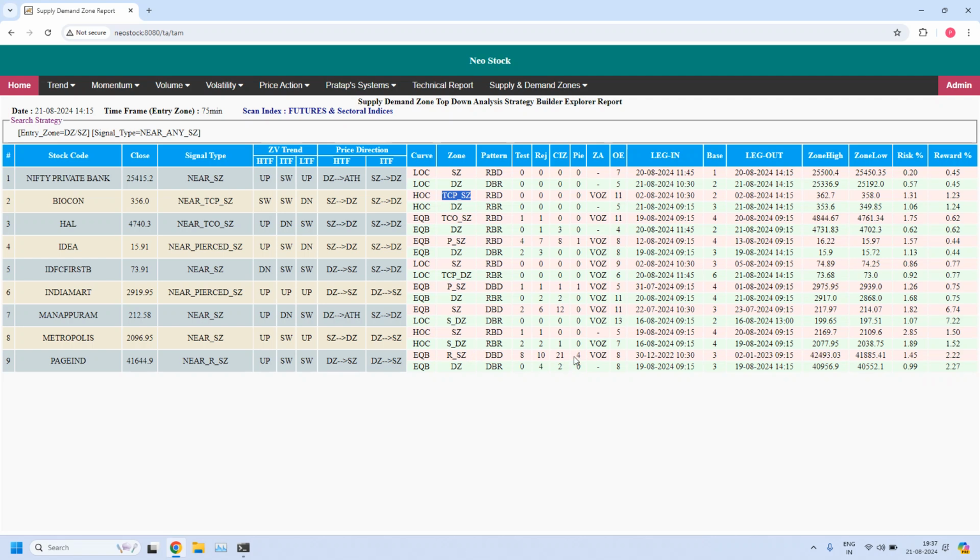And Page Industries, it is pierced. So we have only one high liquidity demand zone from this list. Okay, so these are the high liquidity demand and supply zones identified from daily and 75.